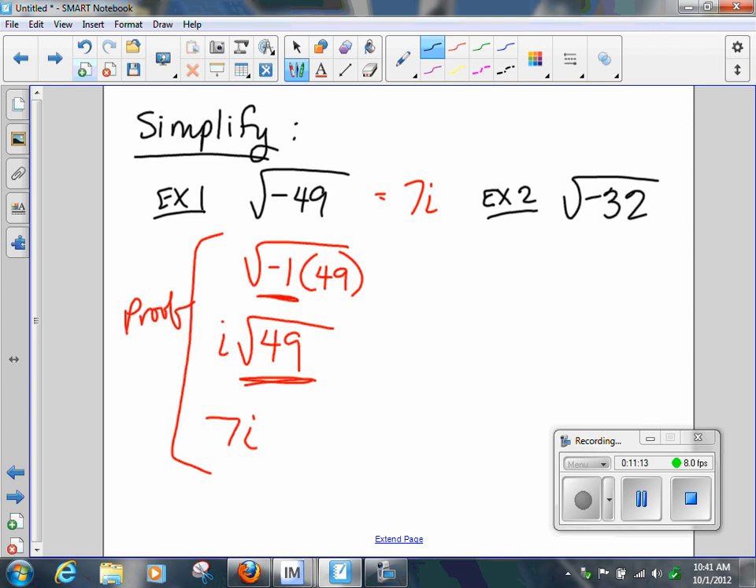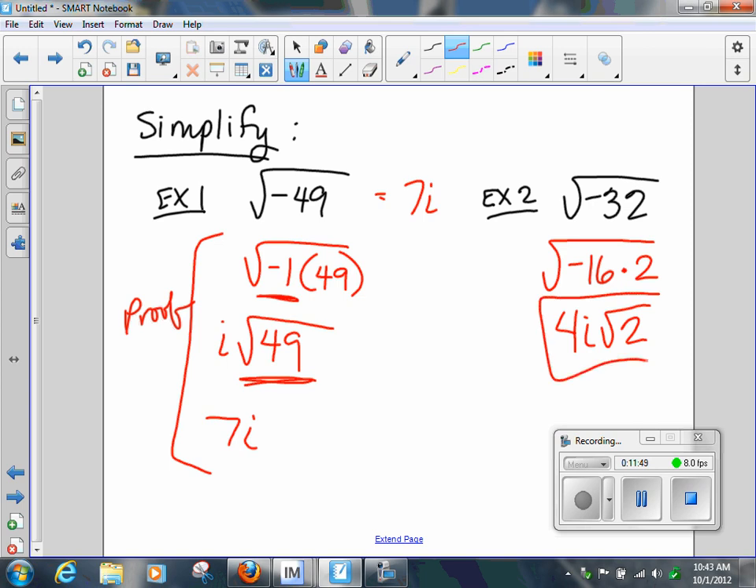Something very simple. Simplify that for me. You can just add it into your notes. The square root of negative 32. How would I break down the square root of negative 32? Negative 16 times 2? Could we do that? What is the square root of negative 16? 4i, where does it go? Outside. The 2 stays inside, yes? How many of you had 4i root 2? Good. Any questions?